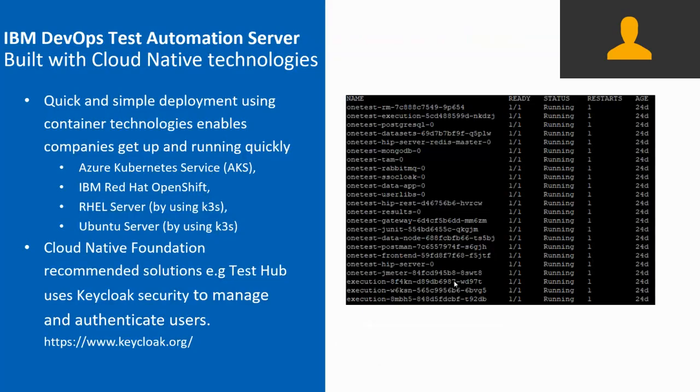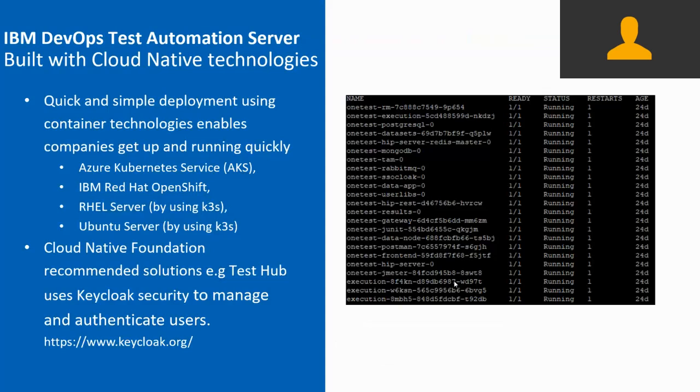So very quick and simple deployment, run on Azure Kubernetes Services, Amazon, runs on IBM Red Hat OpenShift, runs on Red Hat server and Ubuntu server using K3s. We also have here all the recommended solutions of the Cloud Native Foundation, like Keycloak.